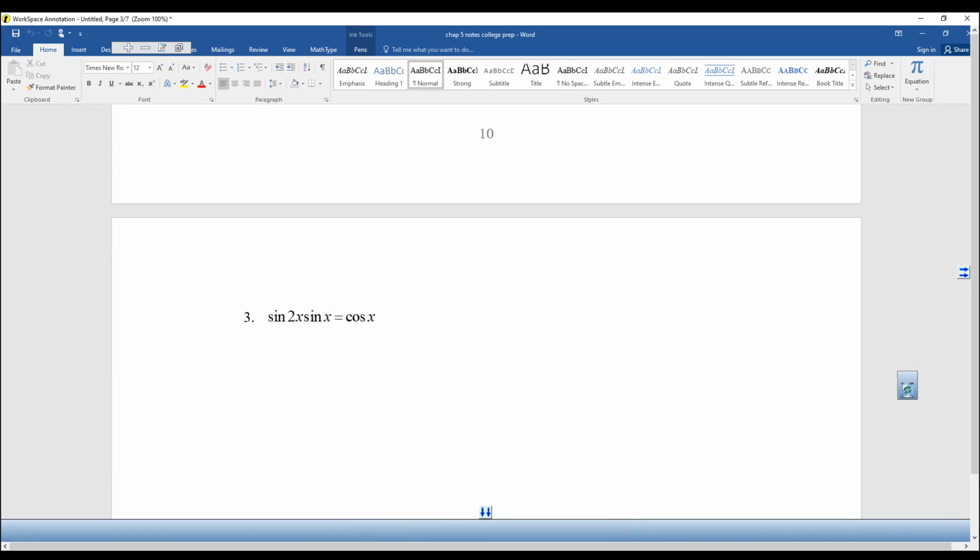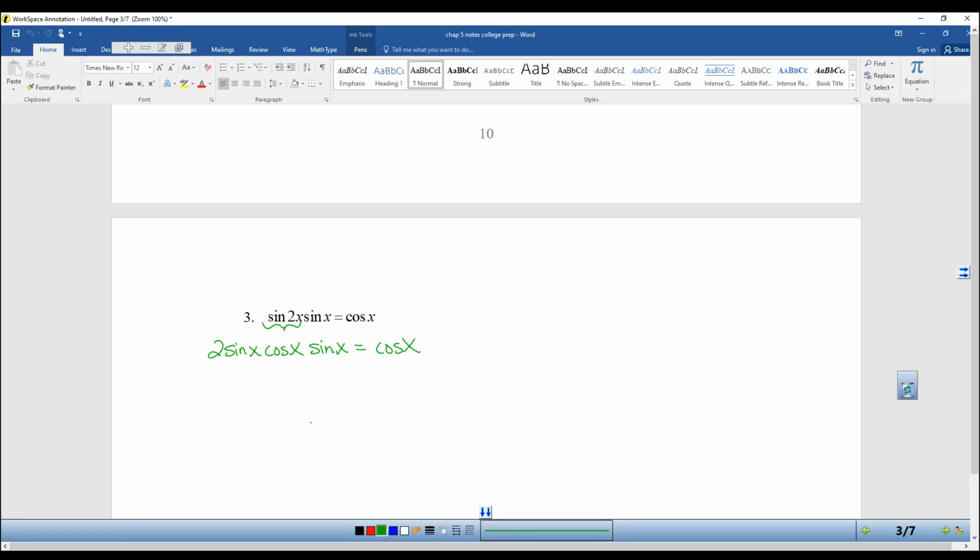Number 3. Now I have sine of 2x, which is my favorite because there's only one thing you can do to replace it. I have to replace it with 2 sine x cosine of x. And then another sine of x is being multiplied is equal to cosine of x.